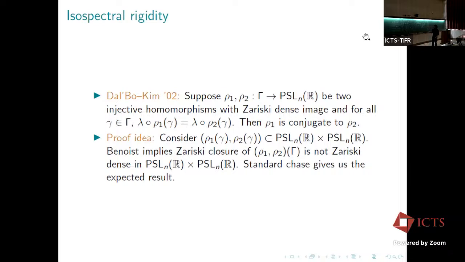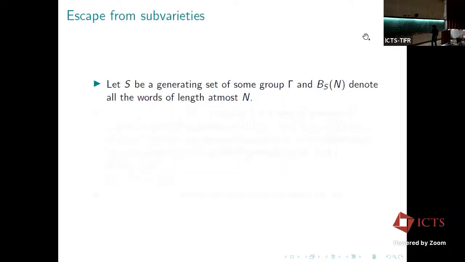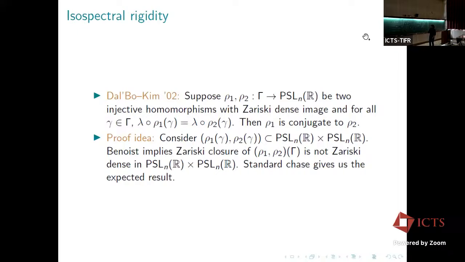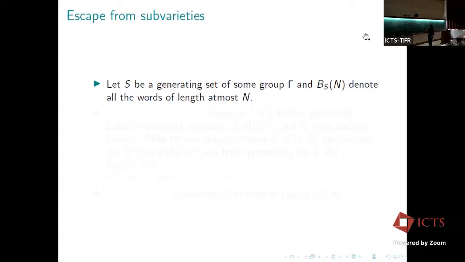So what we proved recently is kind of a finite version of this result, but where we do not assume Zariski density. And in place of any injective homomorphism, we assume that it's a Hitchin representation. So what we use is this beautiful result called the escape from subvarieties lemma. Let S be a generating set of some group Γ, and consider B_S(n) to be the words coming from this generating set of length at most n.